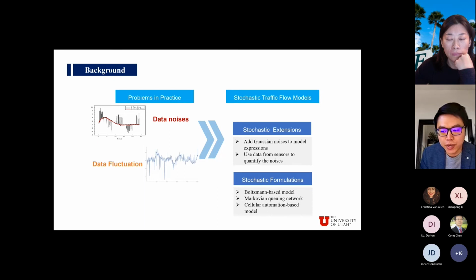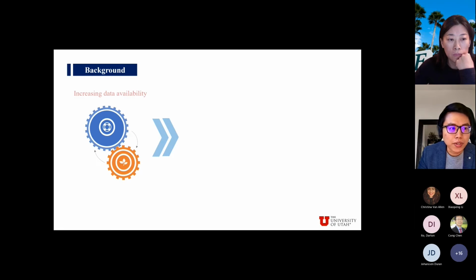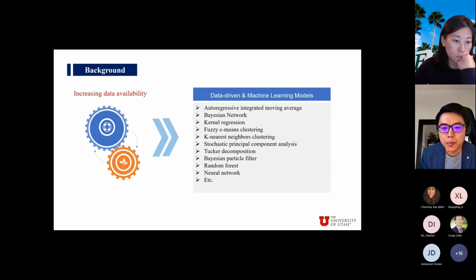So those types of stochastic formulations are more like data-driven models, and they're basically not treated as analytic models anymore because of the new formulations. Nowadays, with the increasing data availability, we have seen a lot of data-driven or machine learning models implemented to model transportation problems, and also a lot of them implemented to model traffic flow series.